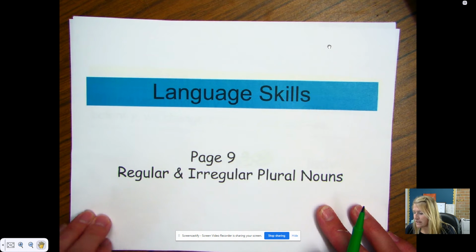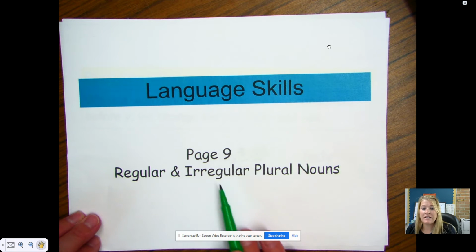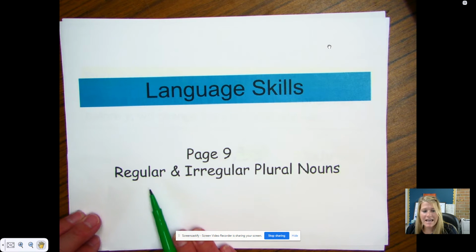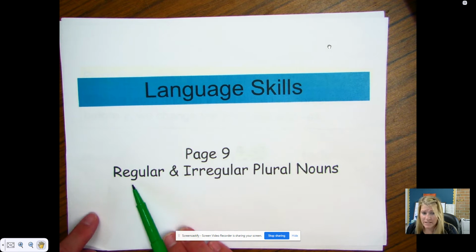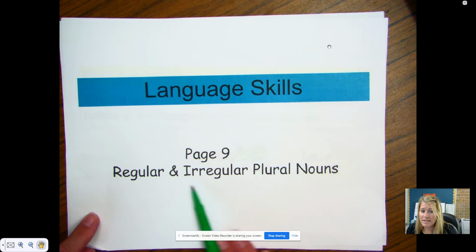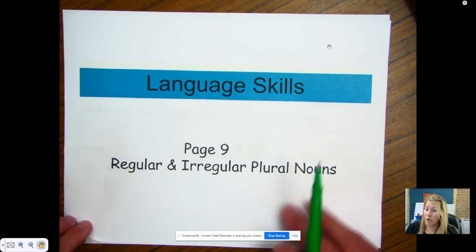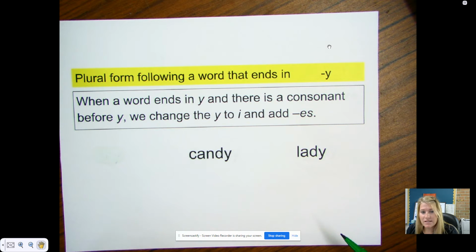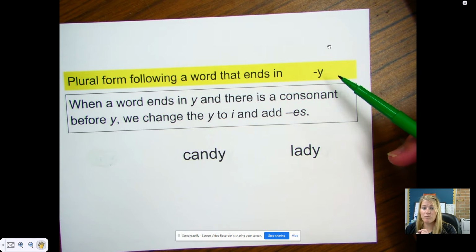All right, you guys, taking a look at language skills, page 9. We're going to be practicing regular and irregular plural nouns. So you guys, that word regular means things that occur most often, what we see most of the time. And so we're going to cover the things that are called irregular, meaning it's not as common. So here we go. We're going to be looking at nouns that are plural. So you guys remember plural means more than one.